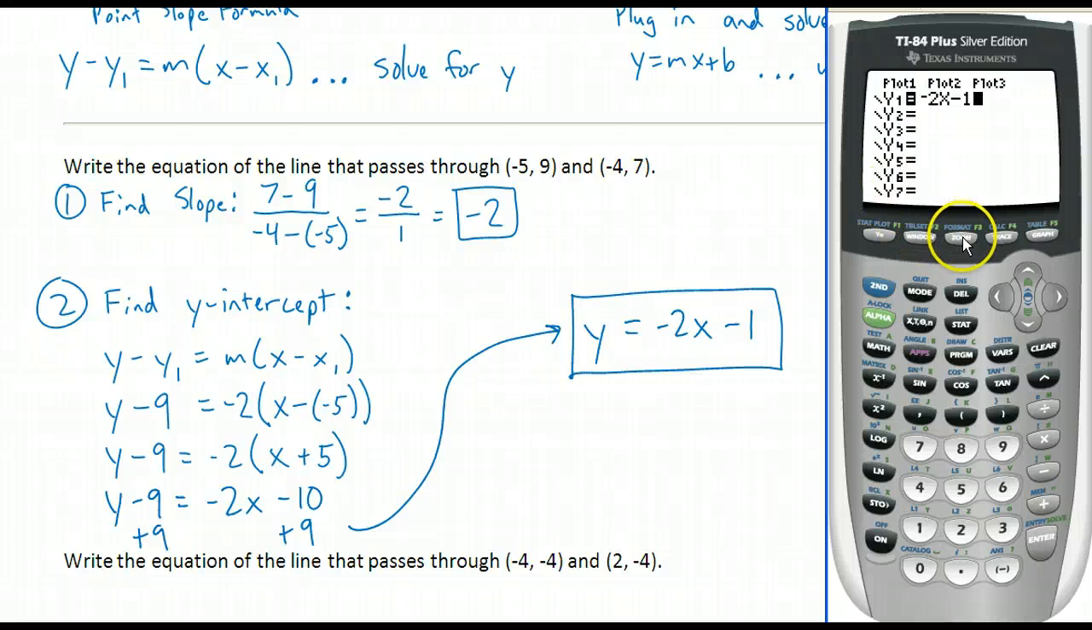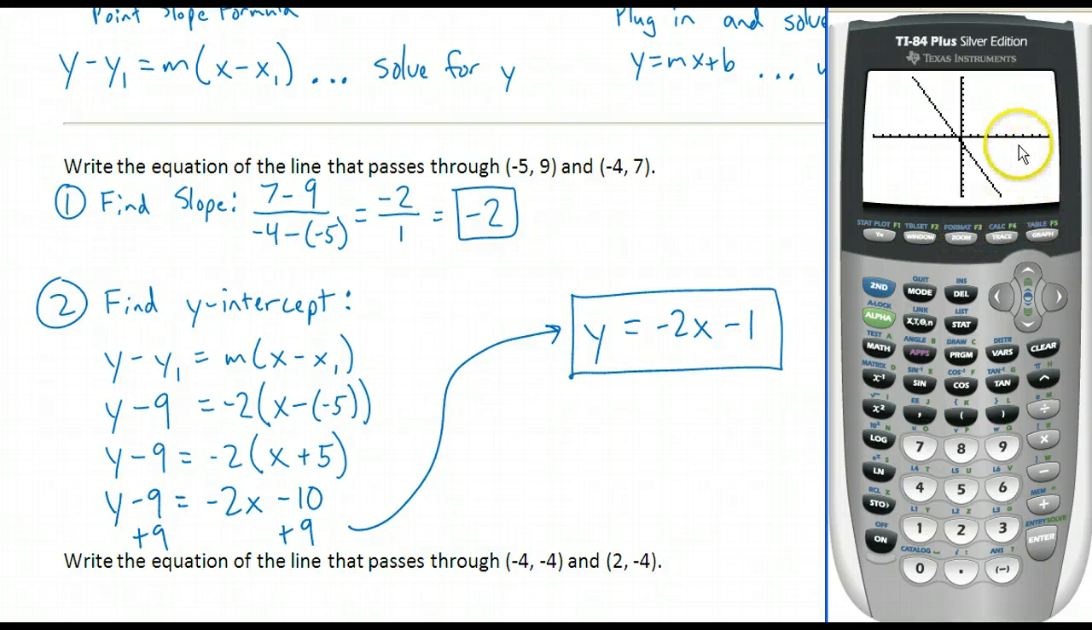And then I'm going to go to Zoom Standard. Zoom Standard gives me a graph where my x values go from negative 10 to positive 10, and my y values go from negative 10 to positive 10. Zoom Standard just gives me a good generic graph.